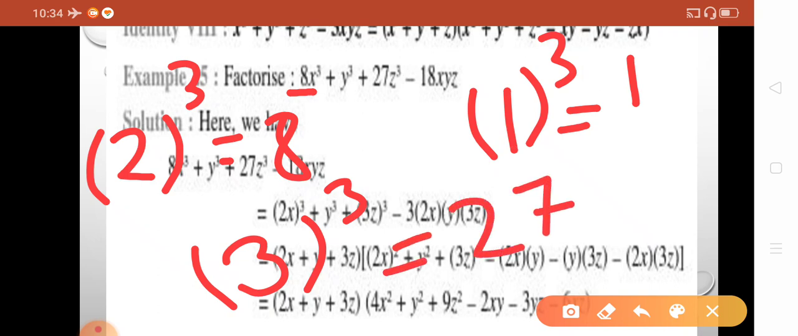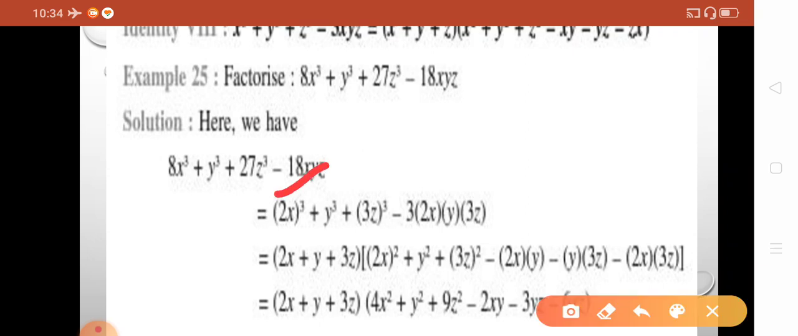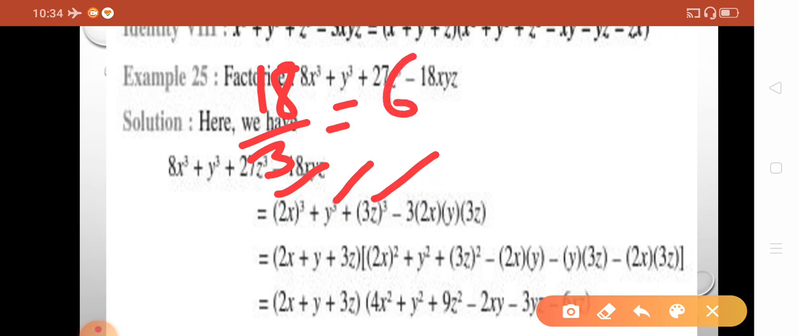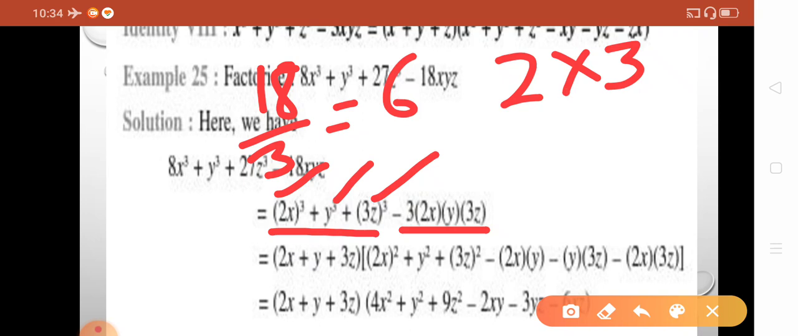That means in place of 8 we can write 2 cube, in place of 1 we can write 1 cube, and in place of 27 we can write 3 cube. Similarly, we will divide 18 by 3. 18 divided by 3 we will get 6, and 6 can be written as 2 multiply 3. So we will write it like this: 3 into 2x into y into 3z, because we have to write 3xyz. This is your x value, this is your y value, and this is your z value.